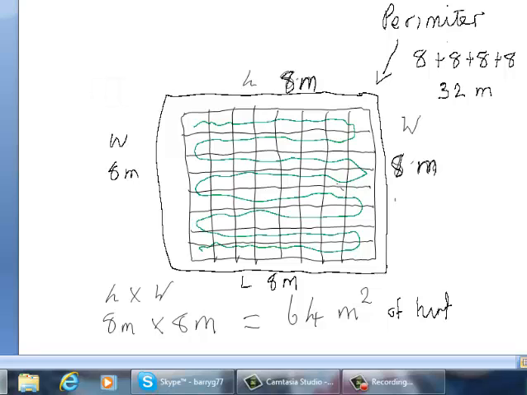I hope you have found this exercise useful in allowing you to work out the surface area of a square and the perimeter. Thank you for listening.